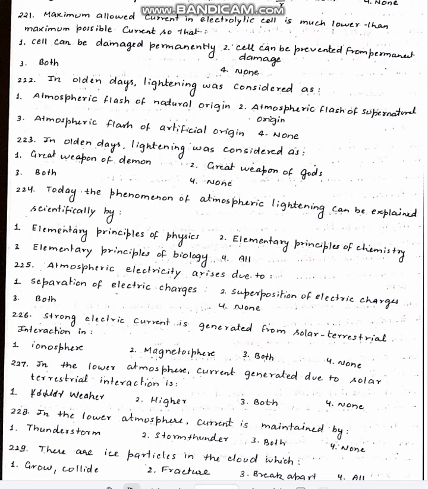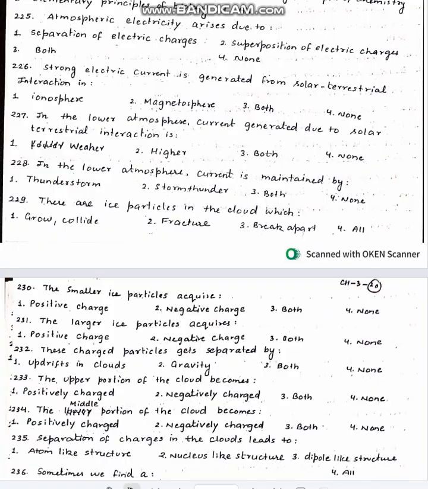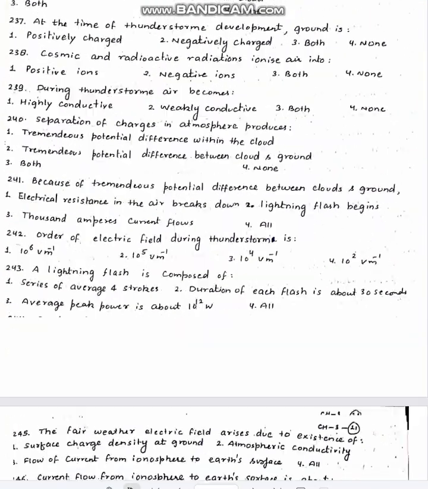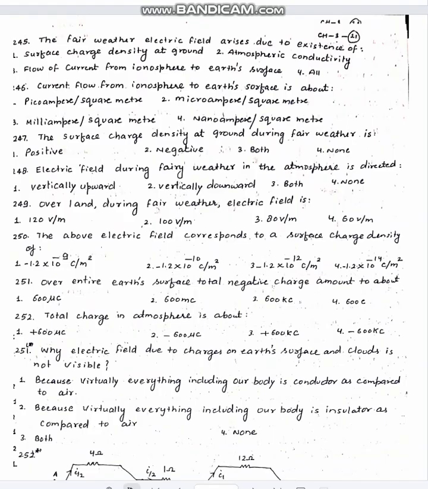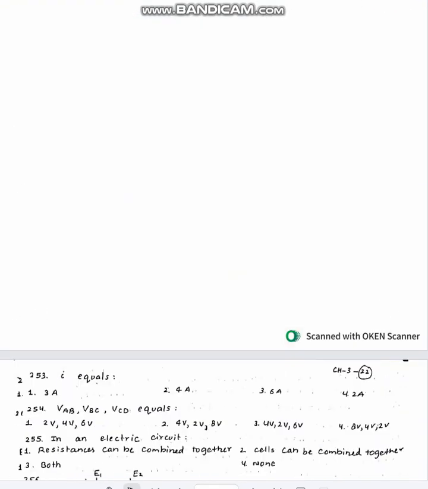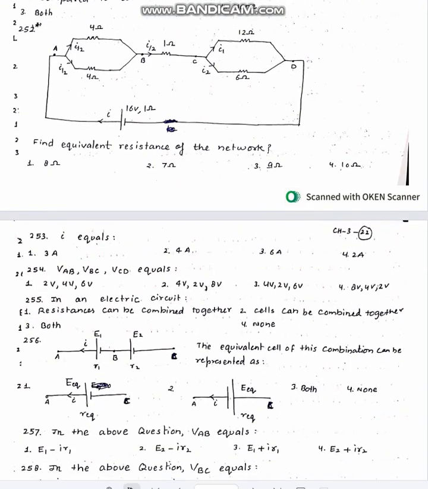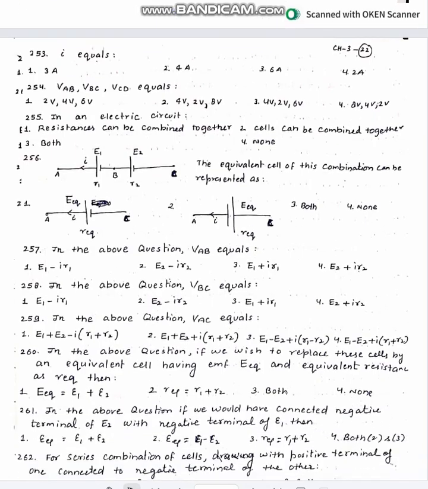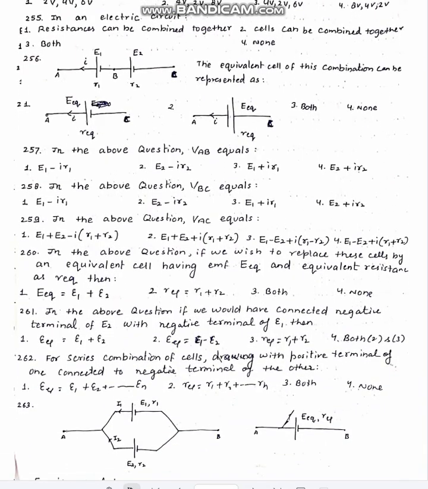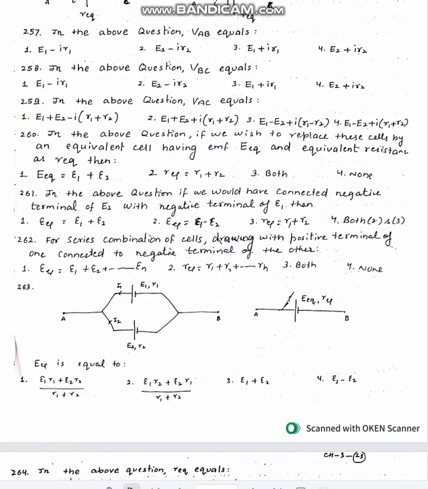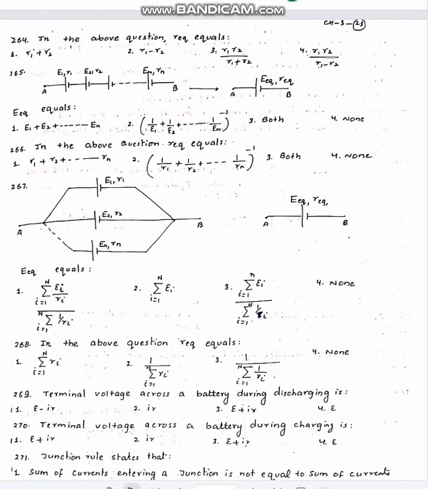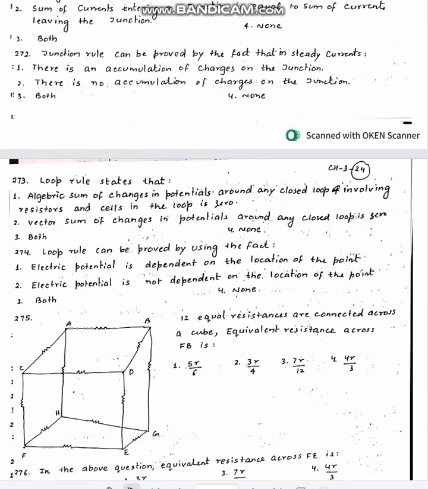Still there are questions on the cells itself, theoretical questions of electricity. Then there are charges on that. Then we have questions based on electric field during fair weather and during thunderstorms. Then we have certain numerical based problems on resistors, calculation of current and potential difference. Then we have some problems based on cells itself, calculations of the potential difference in the terminal voltage, equivalent cells, problem based on equivalent cells. Then we have a series and parallel combination of cells and various questions based on that.